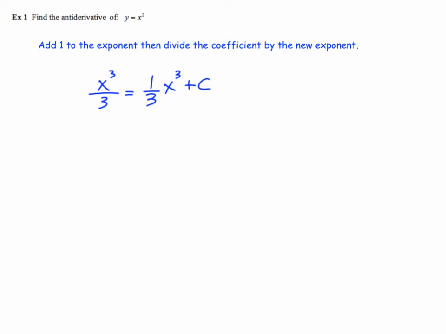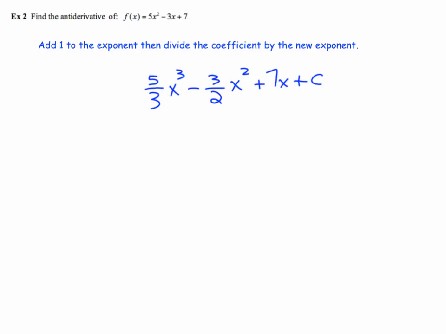In this question, I'm asking you to find the antiderivative of x squared. So I need to add 1 to the exponent and divide by the new exponent. If I add 1 to the exponent, 2 plus 1 makes the exponent 3. Divide by the exponent, so I'm dividing by 3. If I simplify this, the antiderivative is 1/3 x cubed plus c. Check your work. If you take the derivative of this, you do end up with x squared.